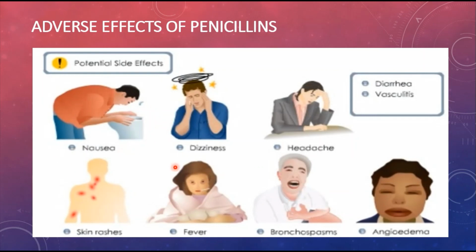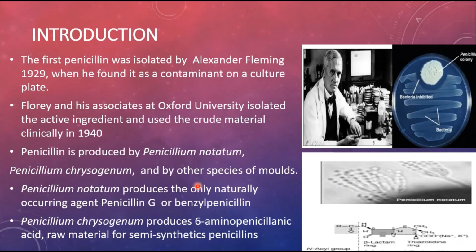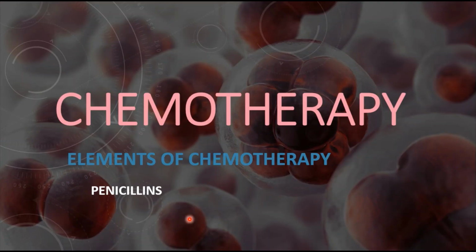So these are some adverse effects of penicillin intake. You may feel nausea, dizziness, skin rashes, which is a major symptom, fever, bronchospasm, angioedema, diarrhea, and headache. So these are some of the adverse effects of penicillin. Okay, so this is all about penicillin, which acts as an important drug in the treatment of some infectious diseases. So with this, we have finished our chemotherapy topic in detail. Thank you.